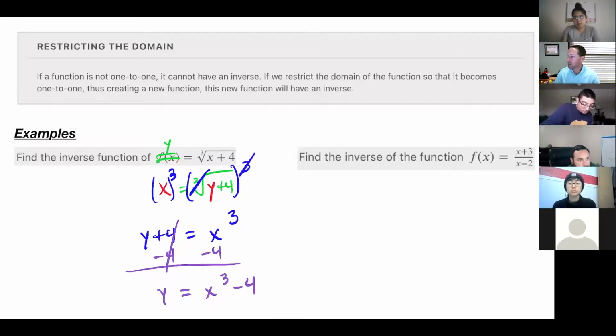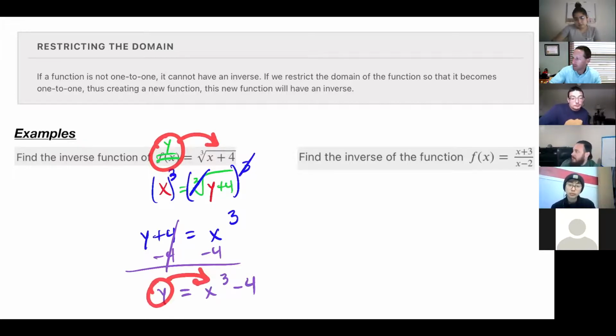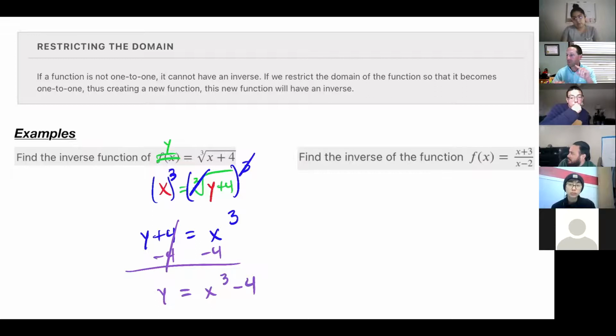It's that simple. Here's the only issue. At the beginning, they told us f of x or y is equal to this. Now you're telling me y is equal to that. Well, which one is it? We need to know which one is my original function and which one is the new inverse function. Since they gave it to us as f of x, we have to replace y back with the f of x.